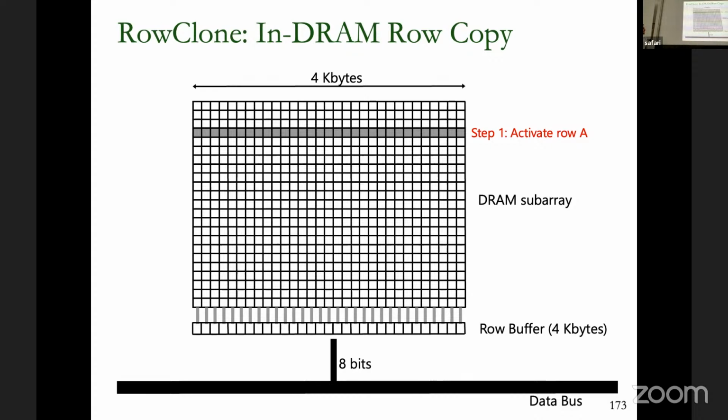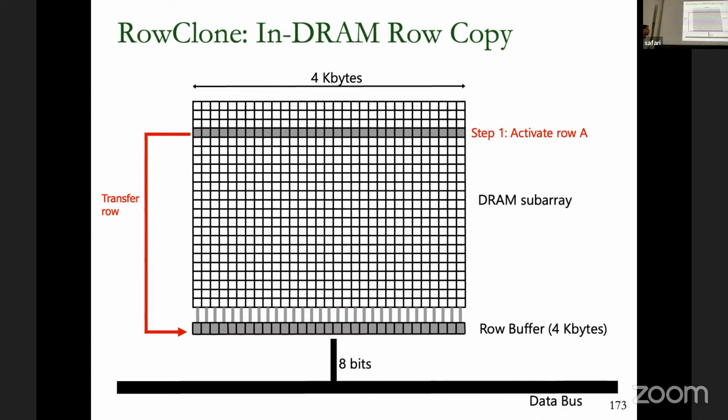So here we have a DRAM subarray with many rows, and let's say that you want to copy a source row to a destination row. The first step is to activate the first row. This operates exactly as I just mentioned. The charge stored in the DRAM cells perturbs the bit line, and the amplifier senses that perturbation, and the data is latched to the sense amplifiers, or to the local row buffer. So this is just a regular DRAM access operation.